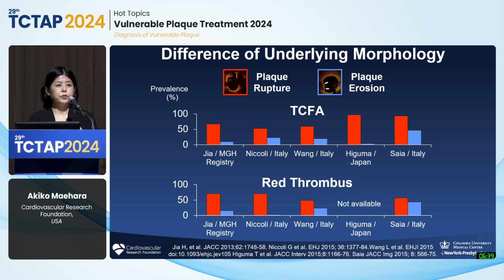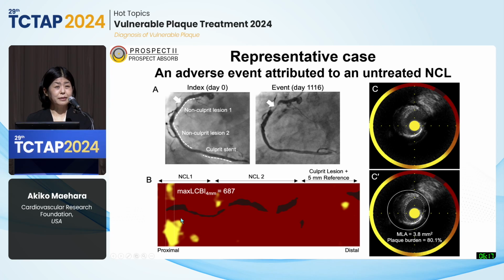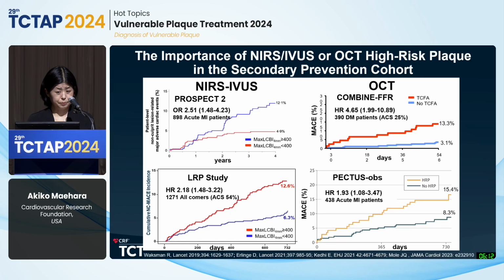So when we look into the so-called vulnerable plaque, we have a different aspect. What kind of plaque morphology and pathophysiology are we looking for? This is the most famous patient in PROSPECT 2. After the treatment of the culprit lesion, the proximal lesion was imaged, and you see a large plaque, small lumen, and large lipidic plaque. And the patient came back about 3 years later, and you see a big progression of the lesion.